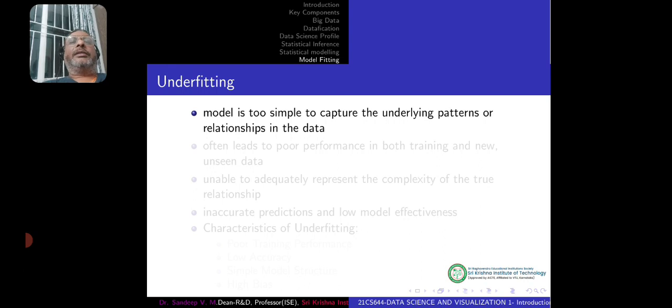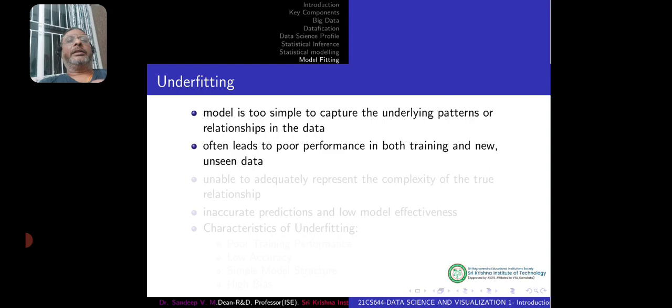Underfitting. In this case, we define the model very simple, and the model is too simple to capture the underlying pattern or the relationships in the data. So we try to use the simplest mathematical model to correlate the input and the output, and because the model is simple, it may not be able to understand the total patterns in the data, and this often leads to poor performance in both training as well as testing.